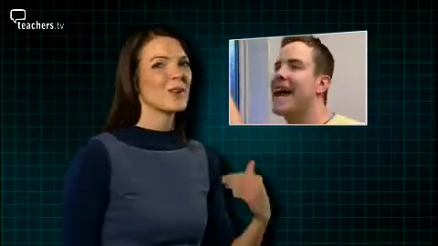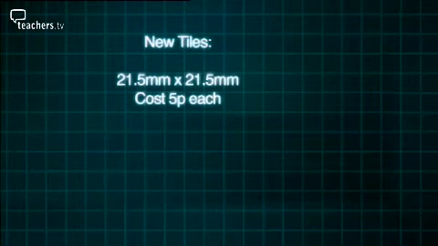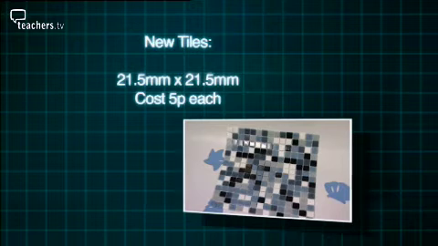Well, that is one way of estimating the area that we need to cover with the tiles, but it's not actually that accurate. A better way to find the area of the wall is to draw a diagram of the area that's going to be covered with all the relevant dimensions on, and then use your brain and do some maths. Now the new tiles are a tiny 21.5 by 21.5 millimetres and cost 5p each.